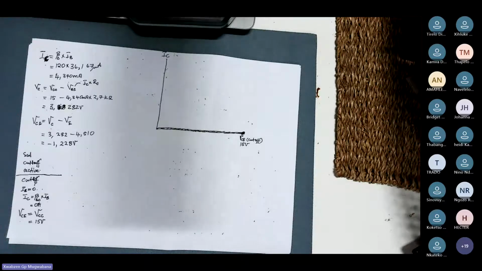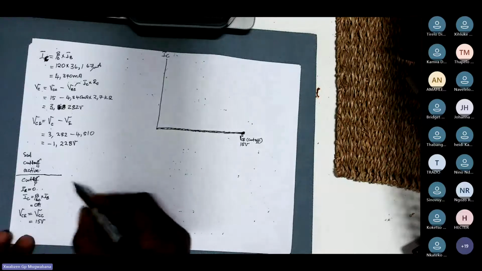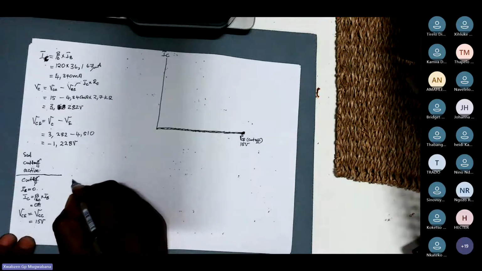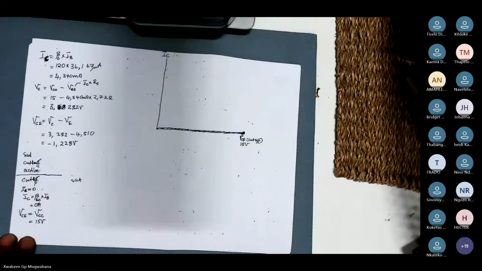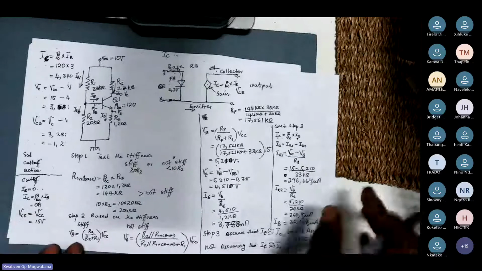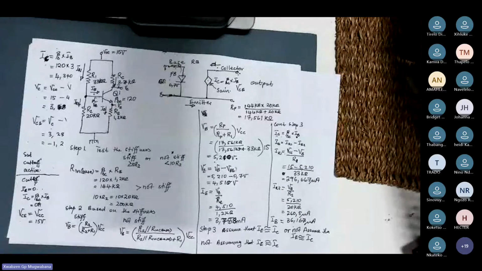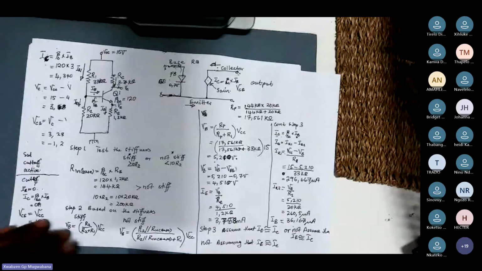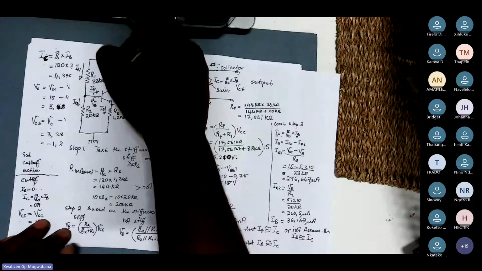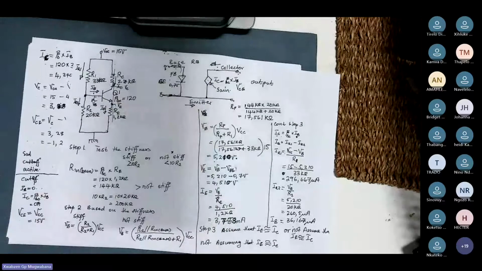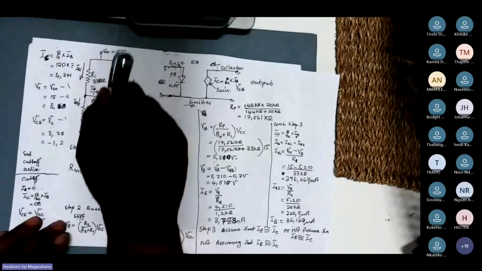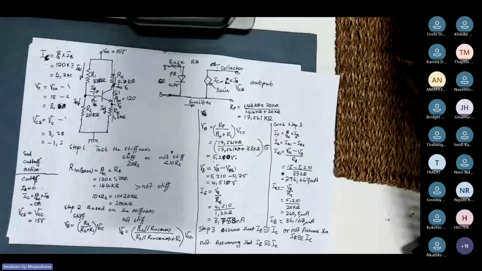Okay. Now, once you do the cutoff, the next step is the saturation. Saturation will exist when the transistor has been switched on, which means when the transistor is a closed circuit. Then your current will be moving from the collector all the way to the emitter. That is during the saturation region.